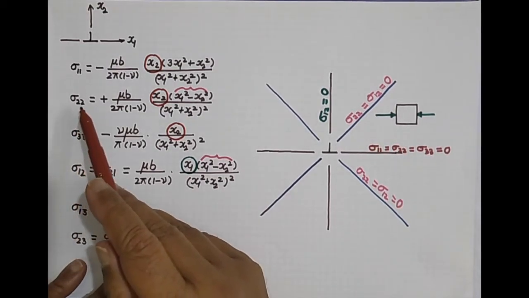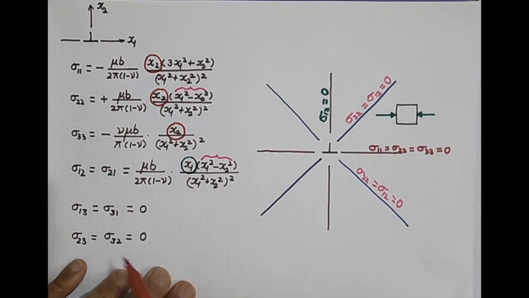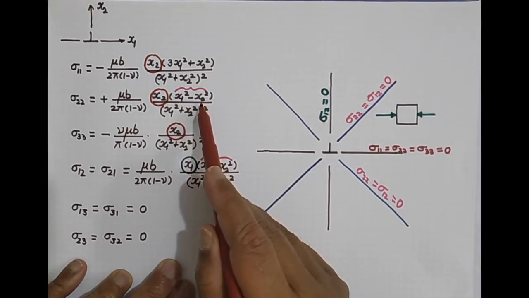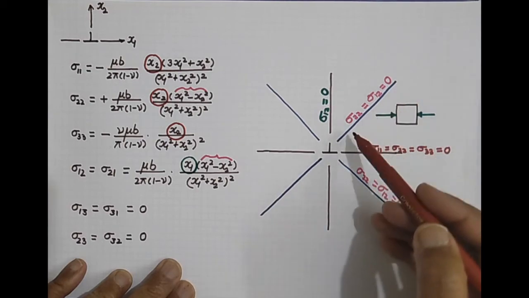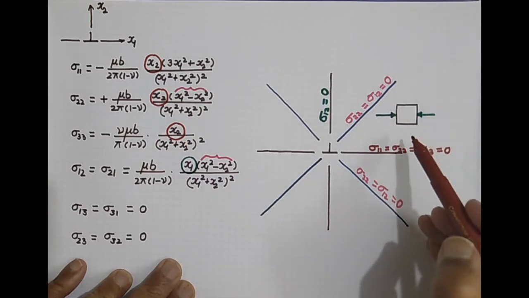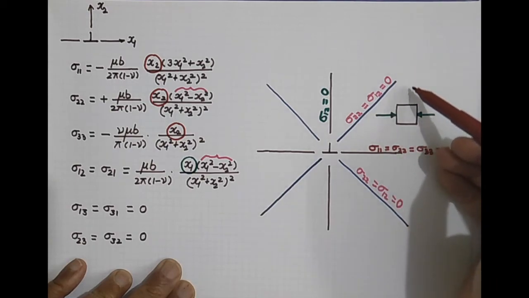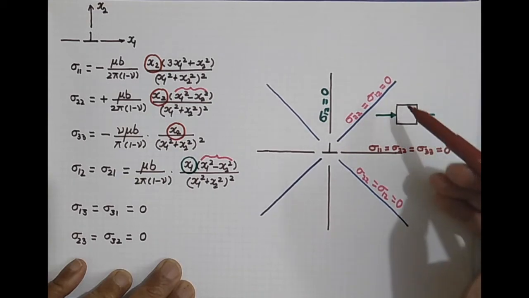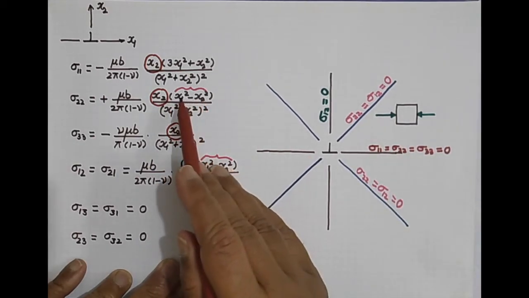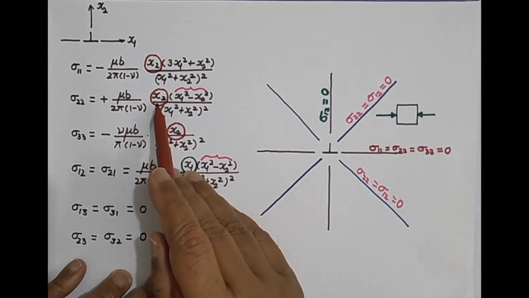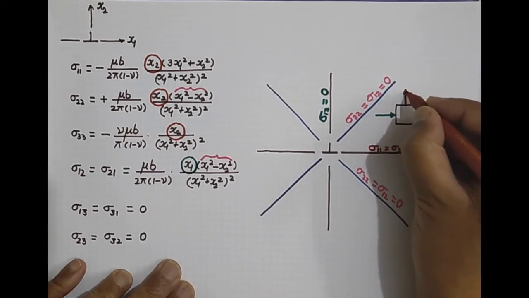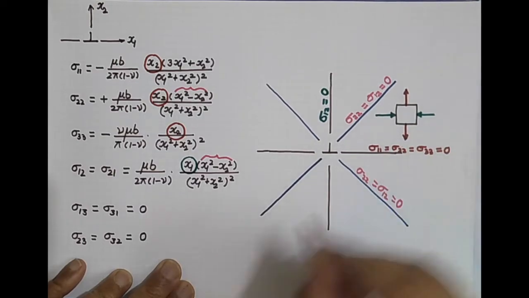If you now look at the 2-2 component, in the 2-2 component, we have x1 square minus x2 square. So this can either be positive or negative. But because I am below this 45 degree line, the x coordinate is always higher than the y coordinate, because along this line, x and y are equal. As soon as I come down below that line, the y component is decreasing. So here, x1 is more than x2. Since x1 is more than x2, this factor is positive, x2 is positive, and we have a positive sign here. So that means the y component is a tensile stress. So I can draw this as a tensile stress.